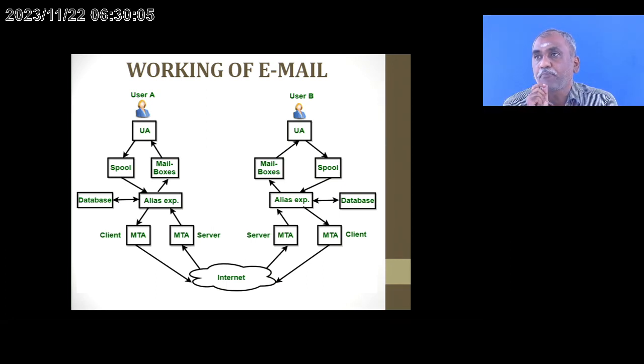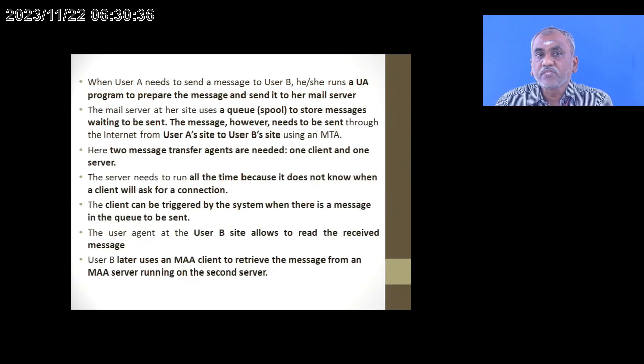After that, with the help of the MTA of user A, the message is forwarded to the user B MTA. The user B MTA receives the message from user A through the internet and delivers it to user B's mailbox, and with the help of the user agent, user B receives the mail. That's the concept. You see here, when user A needs to send a message to user B, they run a user agent program to prepare the message and send it to the mail server.